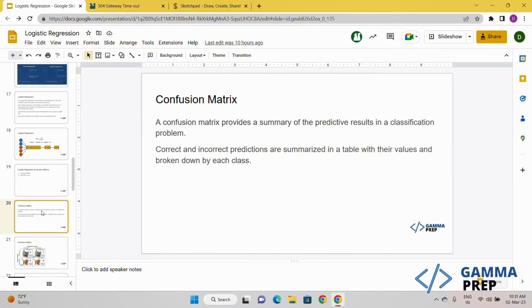Now we've understood what our confusion matrix is. It basically summarizes the predictive results of our classification model. If there are two categories, that is, y can only take 0 and 1, then we have a 2 cross 2 matrix. If there are, let's say, three categories, that y can take the value 0, 1, 2, then we'll have a 3 cross 3 matrix. So basically, it will depend on the number of unique values that our y can take. If the number of categories is 4, then the confusion matrix would be 4 cross 4.